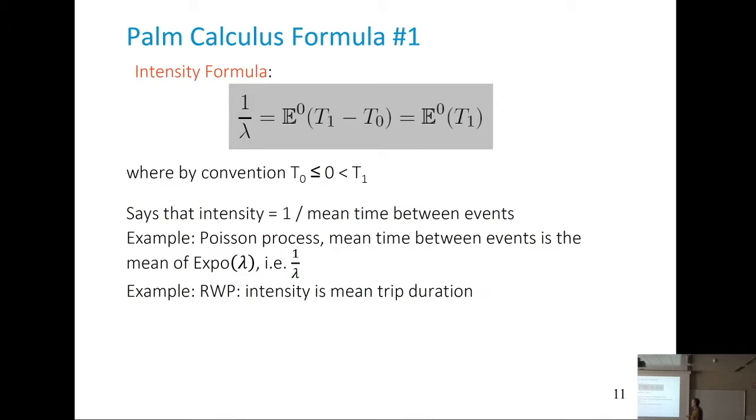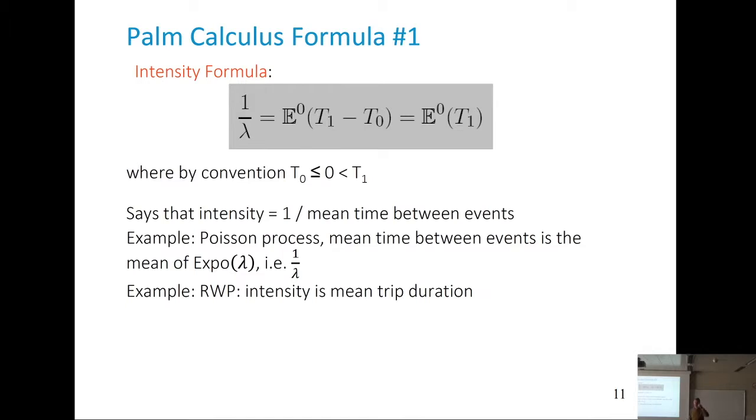And the Palm expectation of T1 minus T0 means the length of this interval. Palm means assuming that at time 0 there is an event. So that means assuming T0 is equal to 0. Right? So that's why this is equal to that. So this is just notation. There is no information in those things. The information is here. This is 1 over lambda.